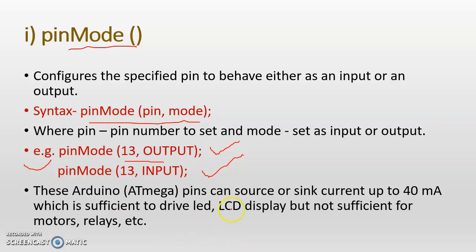This Arduino pin can source or sink current up to 40 milliampere. So this is a very important thing. It can supply current of up to 40 milliampere, which is sufficient to drive an LED or LCD display, but not sufficient to drive a motor or relays. So when you are connecting an LED or the display, it is sufficient to provide that current. But if you are driving motors or relays, it is not sufficient. So you may either have to use driver circuits or you can use transistors.